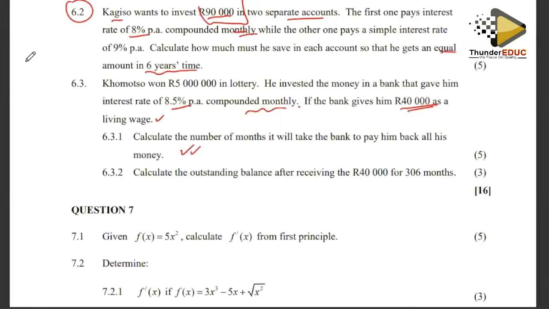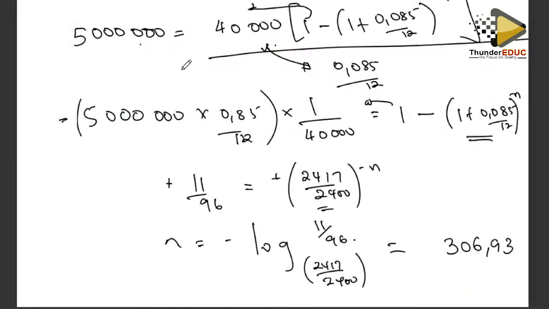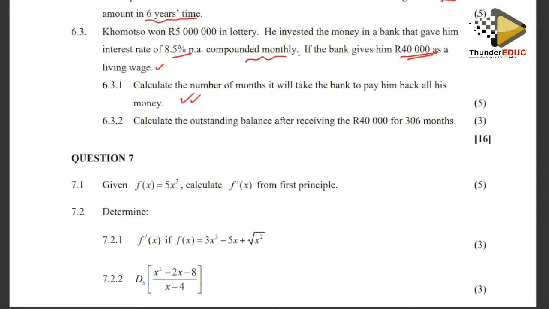Now the question is asking us to calculate the number of months it will take the bank to pay him back all the money. So instead of 306, he is going to get 307 payments, because it's going to be 306 full payments, and then the last payment is not going to be full. Then calculate the outstanding balance for the last month.